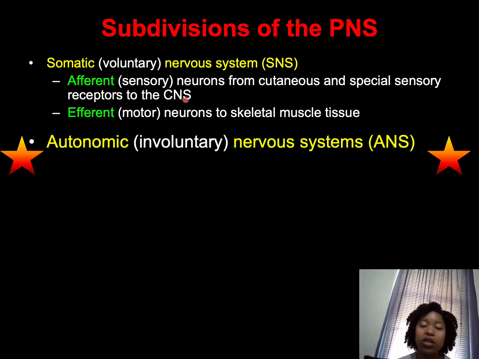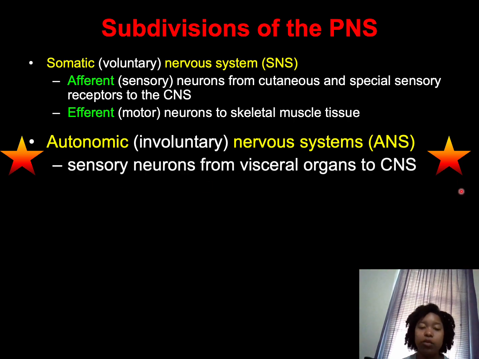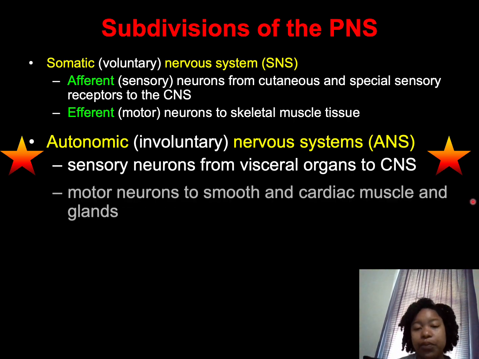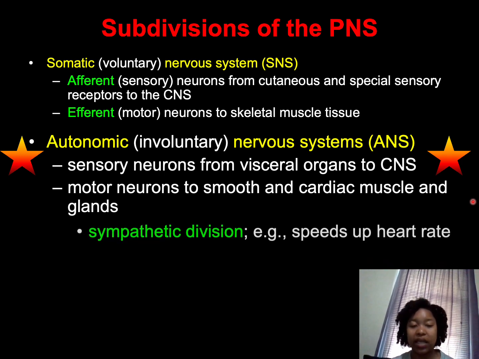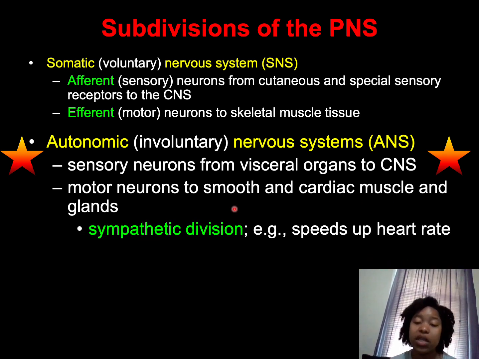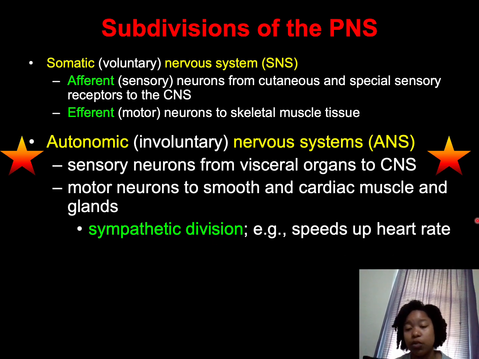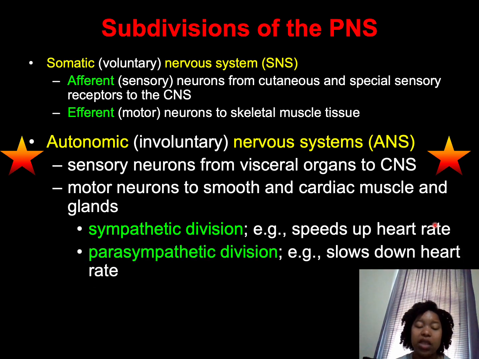Then you have the autonomic nervous system, which is what we'll be focusing on here, which is for involuntary movements and actions. This gets sensory neurons from the visceral organs to the CNS, and motor neurons to smooth and cardiac muscle and glands. There's a sympathetic division of the autonomic nervous system, and one of the things the sympathetic division does is speed up heart rate. And then the parasympathetic division slows down heart rate.